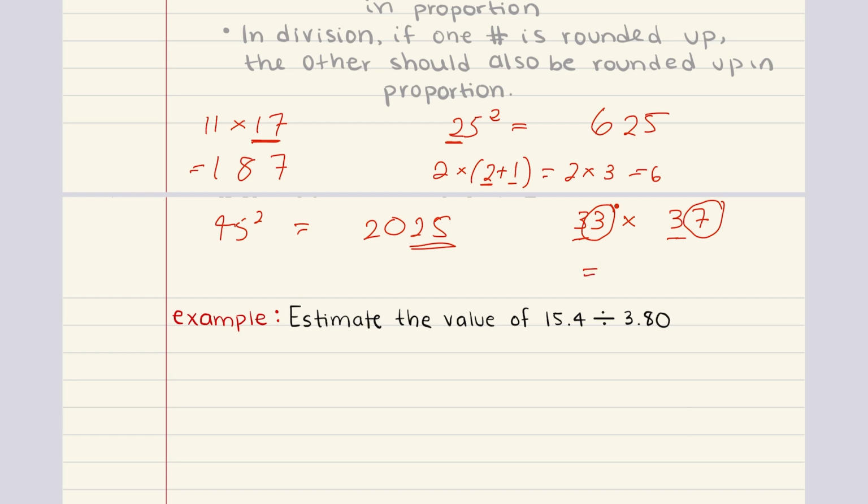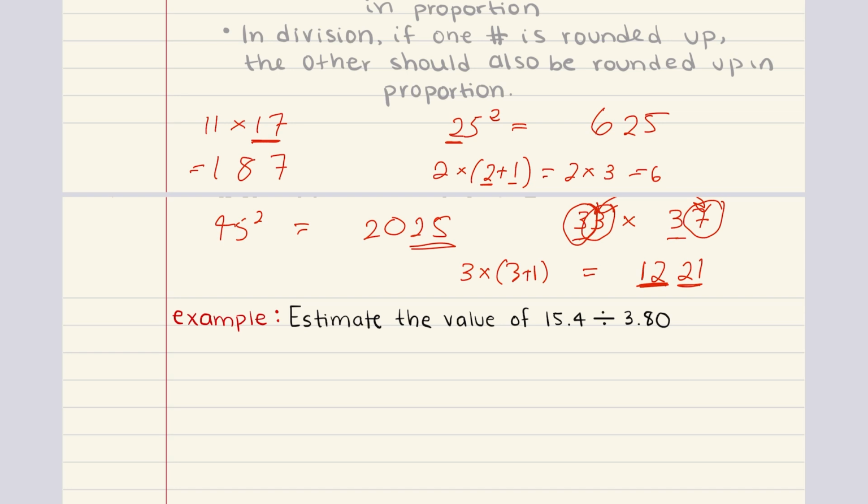We're going to multiply the ones together. 3 times 7 is equal to 21. These are our ending digits. And then to figure out the number in the front, we're going to take the tens digit, in this case 3, and multiply it by itself plus 1. So 3 times 3 plus 1. So this is 3 times 4, which is equal to 12. So 33 times 37 is equal to 1221.